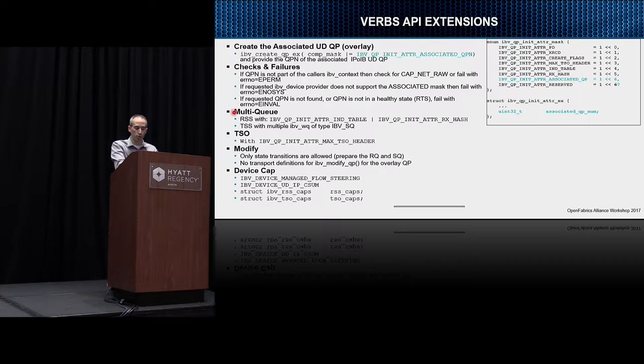In terms of multi-queue support with RSS, we will create the QP with init attr indirection table and init attr RX hash. These already exist today for Ethernet RSS, so we are using the same mechanisms. With TSS, we would like to add support for a new type of the IBV WQ. We currently support the new object of IBV WQ for RSS only. This is upstream, and that's why the upstream type today is only IBV RQ. We would like to add IBV send queue. We would like to support also transmit send offload, modify operations, and of course, capability report.